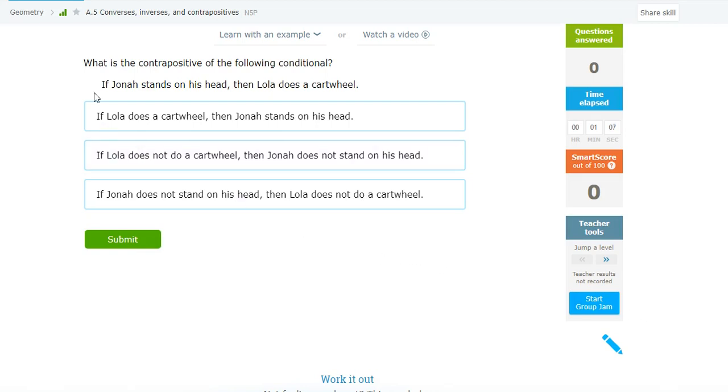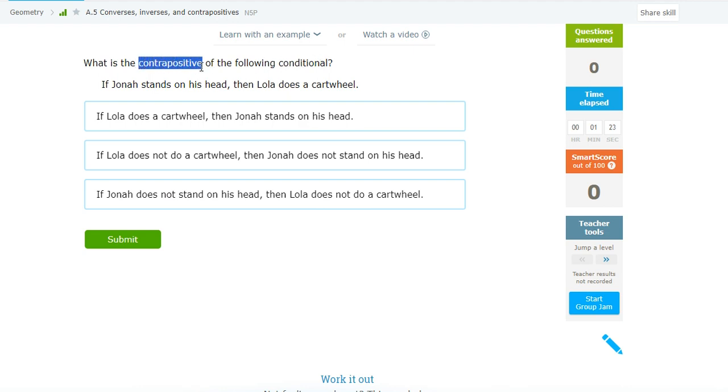Alrighty, welcome back. We're going to go ahead and discuss the lesson 3-2 assignment, which is over converses, inverses, and contrapositives. So let's take a look at this example right here. It asks, what is the contrapositive of the following conditional?